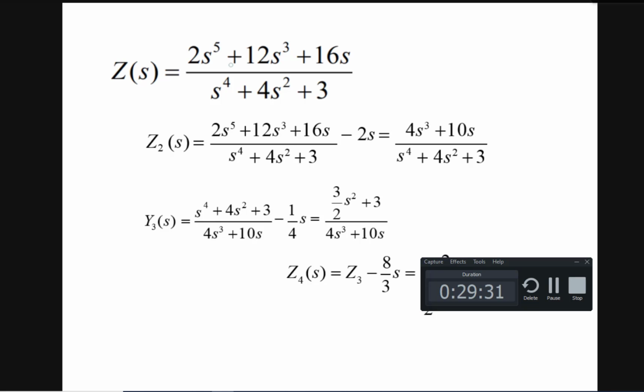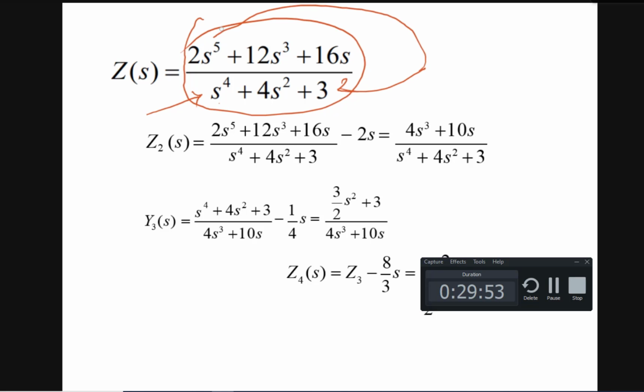So Z of s equals 2s to the power of 5 plus 12s cube, etc. This function you see here. So how to expand that? Now you see the denominator, s to the power of 4 plus 4s square plus 3. So by multiplying with what factor, the first term in the numerator will be eliminated? So just see that if you multiply by 2s in the denominator, this will become 2s to the power of 5 plus something.